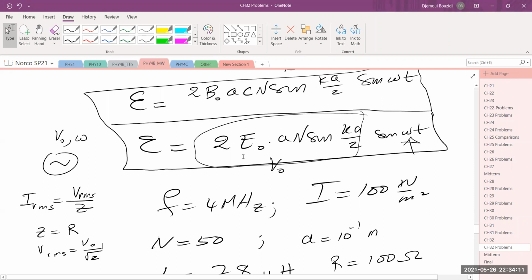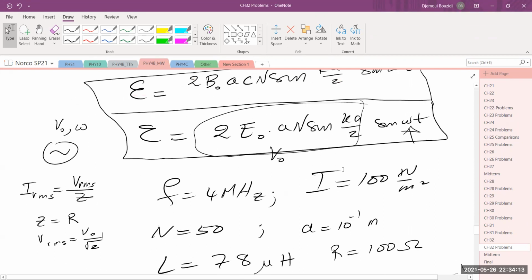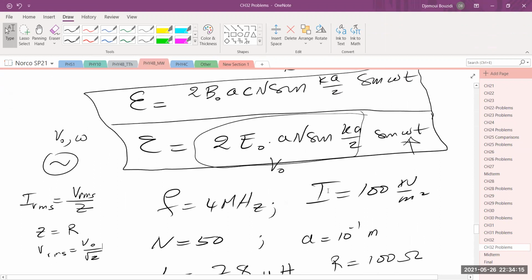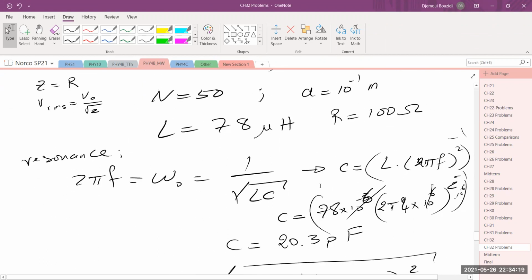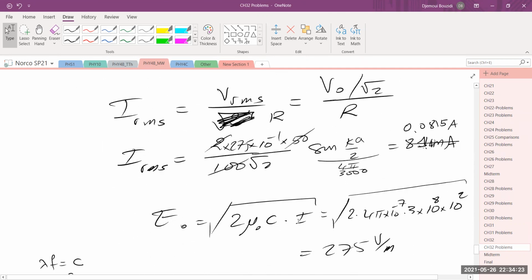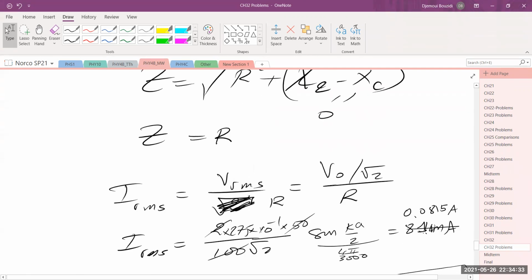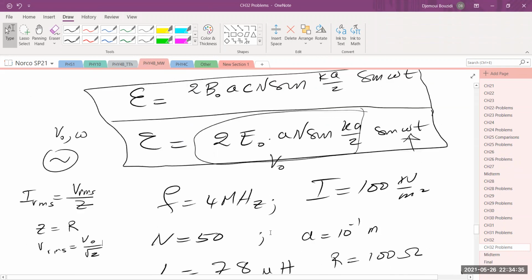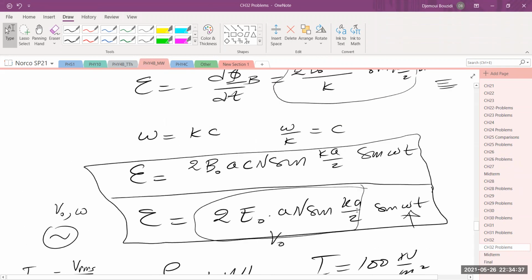The problem is we don't have E naught. They didn't give us E naught. They gave us the intensity of the wave. So we needed E naught. For E naught, we had to use an expression that we used several times before, and it's this one, because they gave us the intensity of the wave. We know the speed of light, we know mu naught, so we can find the electric field now, the maximum of the electric field. We plug it into this expression, and now we know everything about the problem.